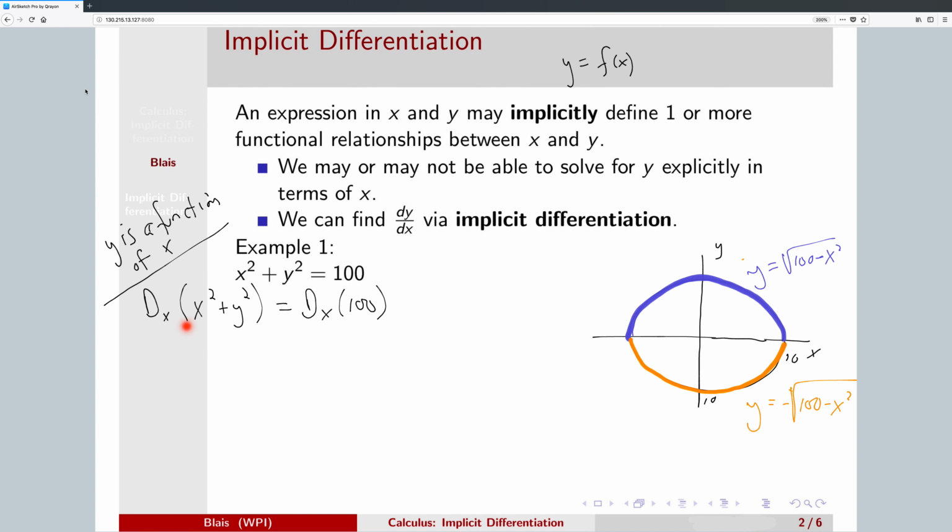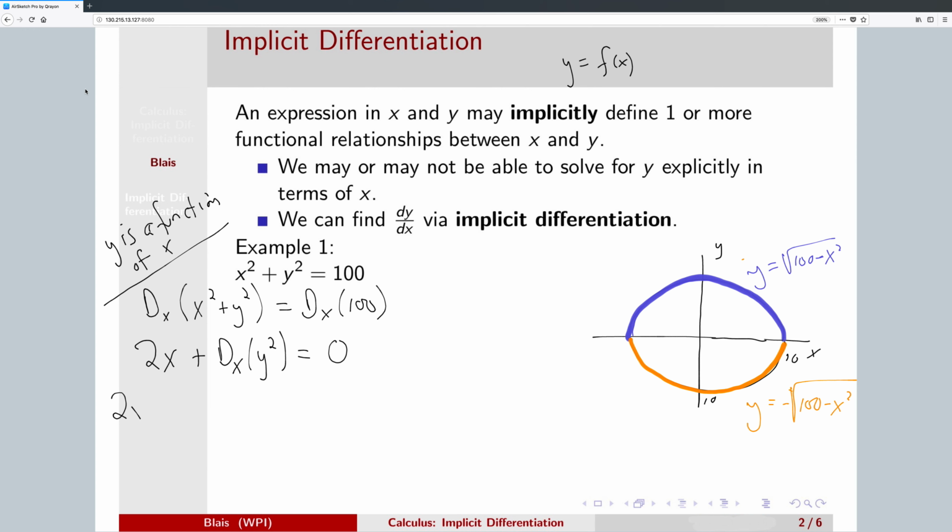The derivative with respect to x of x squared is 2x. Now the derivative of y squared with respect to x, we have to think of y, again, as a function of x. So we're going to need the chain rule. So maybe we can be careful here. The derivative with respect to x of y squared, we'll show it explicitly in the next step. The derivative with respect to x of 100, 100 is just a constant, so we have 0.